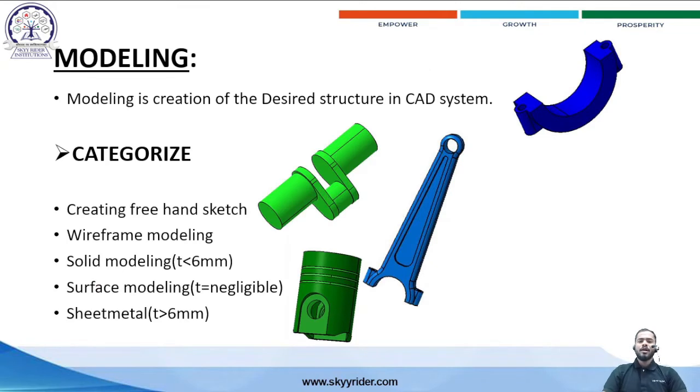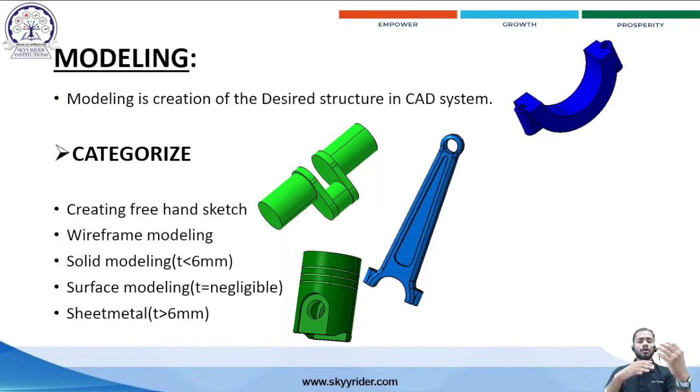Then next is the modeling. Modeling is creating the desired structure in a CAD system. Previously, what you were doing in the drafting sheets, in your engineering you must have done the designs in drafting sheets. So here in the CAD system we will be modeling it, and we call it solid modeling.